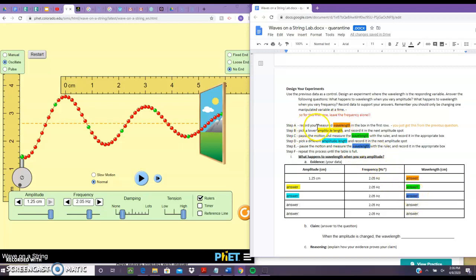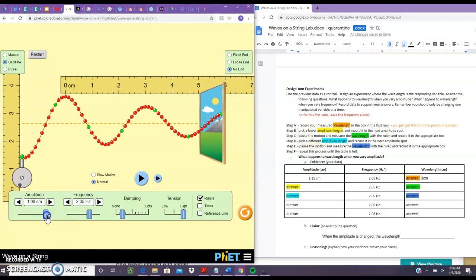So for example, you're going to record your measured wavelength, which I said at the top was 3. So this is an orange box. I'm going to put, for example, here, 3 centimeters. Okay? And you don't need to have your answers highlighted. It's okay if you do. But next one, pick a lower amplitude. So I'm going to change my amplitude. All right? And record it in the next amplitude spot.